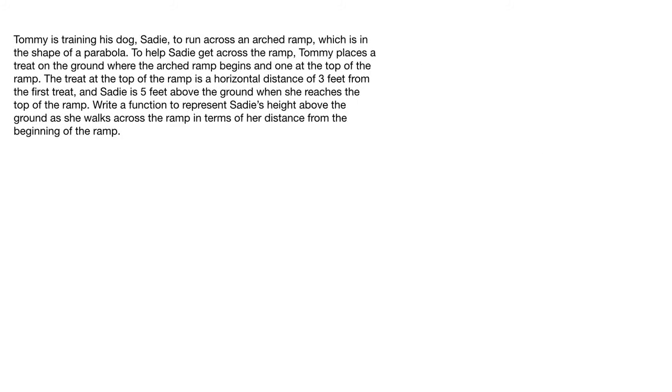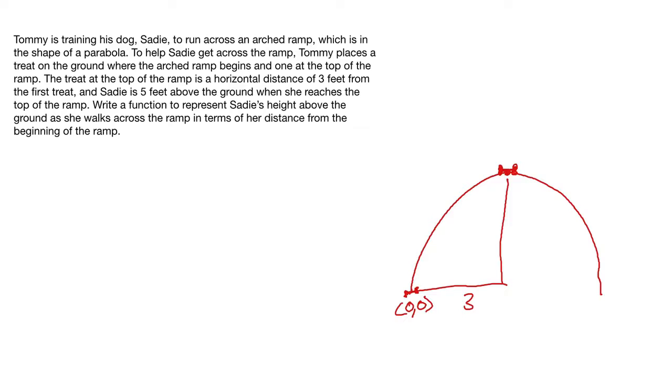So, just like with the last question, I would recommend that we start by drawing an image. It doesn't have to be perfect. There's our ramp, right there. Now, here's our first dog treat, right there. And because that's right at the start, it's at 0, 0. Now, at the very top of the ramp is another dog treat, right here. And this one, as you'll note, is 3 over and 5 feet up, which means this one would be at 3, 5.